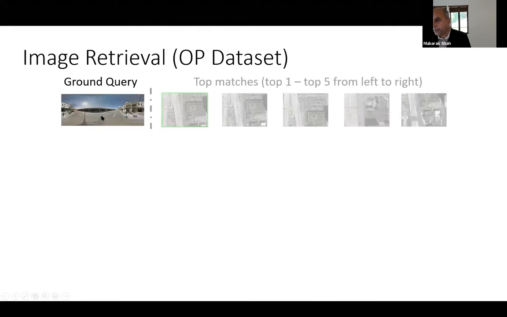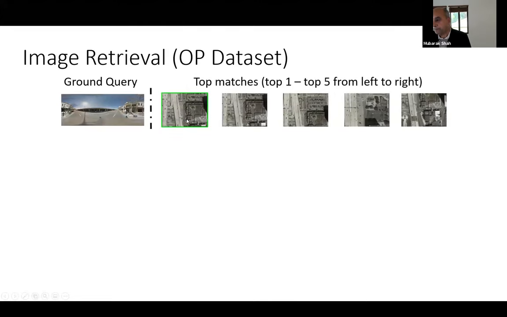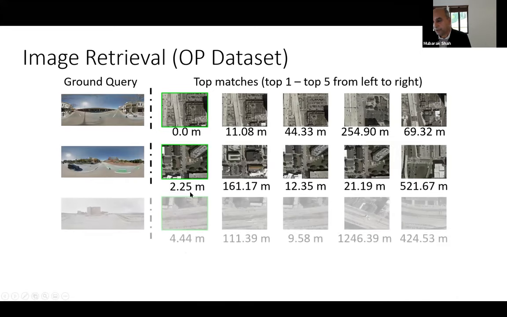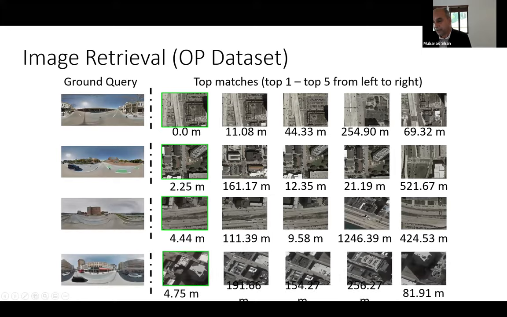Now we can do image retrieval on Orlando Pittsburgh, same as we did before with CVUSA. So this is a ground query, this is the top one, and this is a correct one, okay? And we can localize within 0 meters. And this one, also top one, within 2 meters and 4 meters and 4.75 meters, which is pretty good.